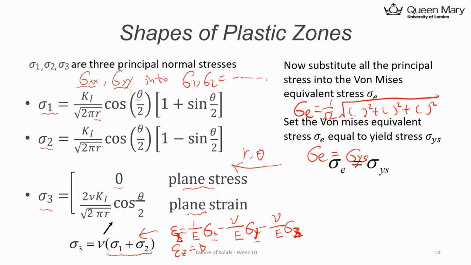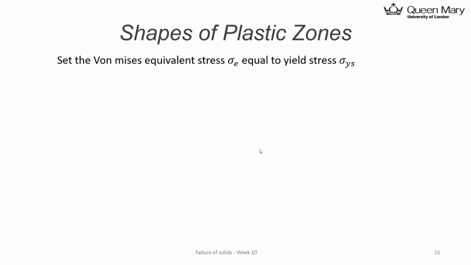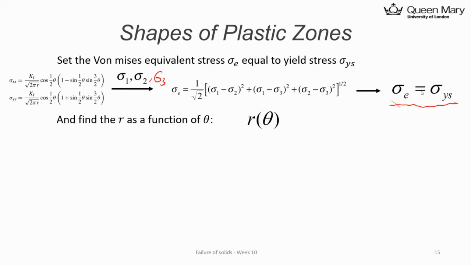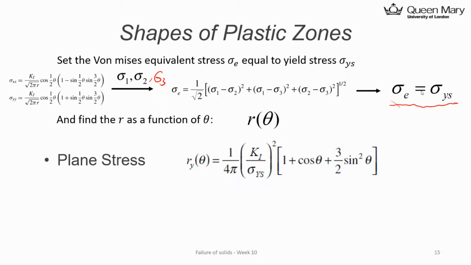So eventually you will find the function r as a function of theta. Let me summarize what we have done. First, we have the stress at the crack tip in a global coordinate system. Then we work out sigma 1 and sigma 2 as the principal stresses. Then we substitute them into the von Mises criterion, where you should also get a sigma 3. Then you make this term equal to your yield strength, and you find r as a function of theta, which gives a term like this. This is a constant, and theta is the variable.